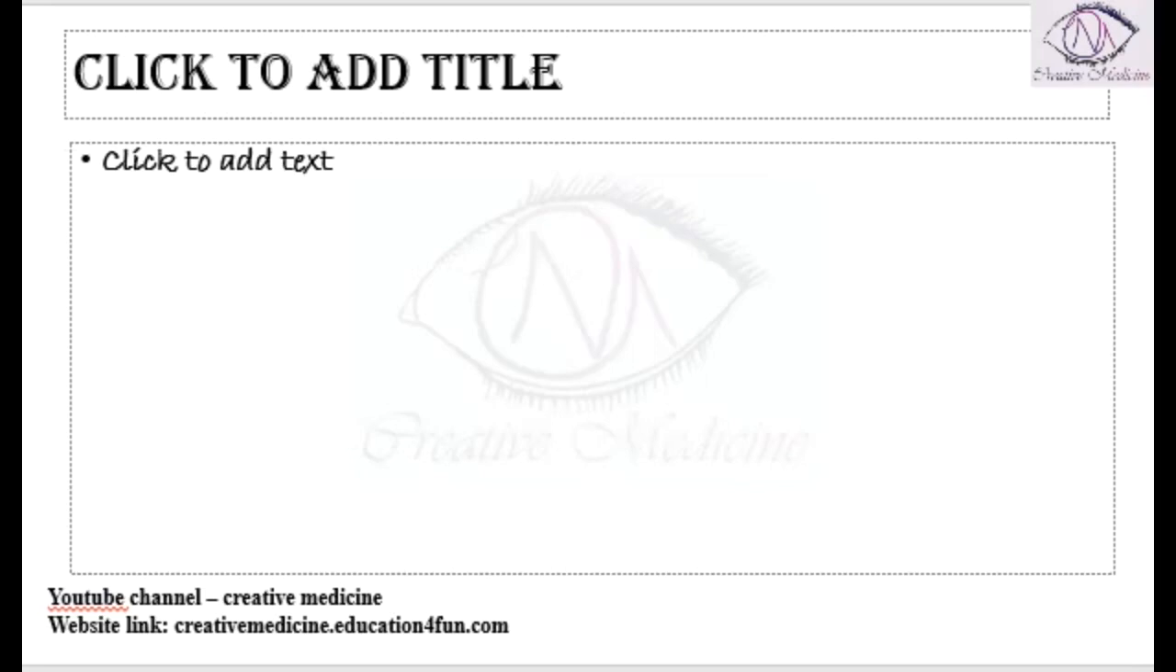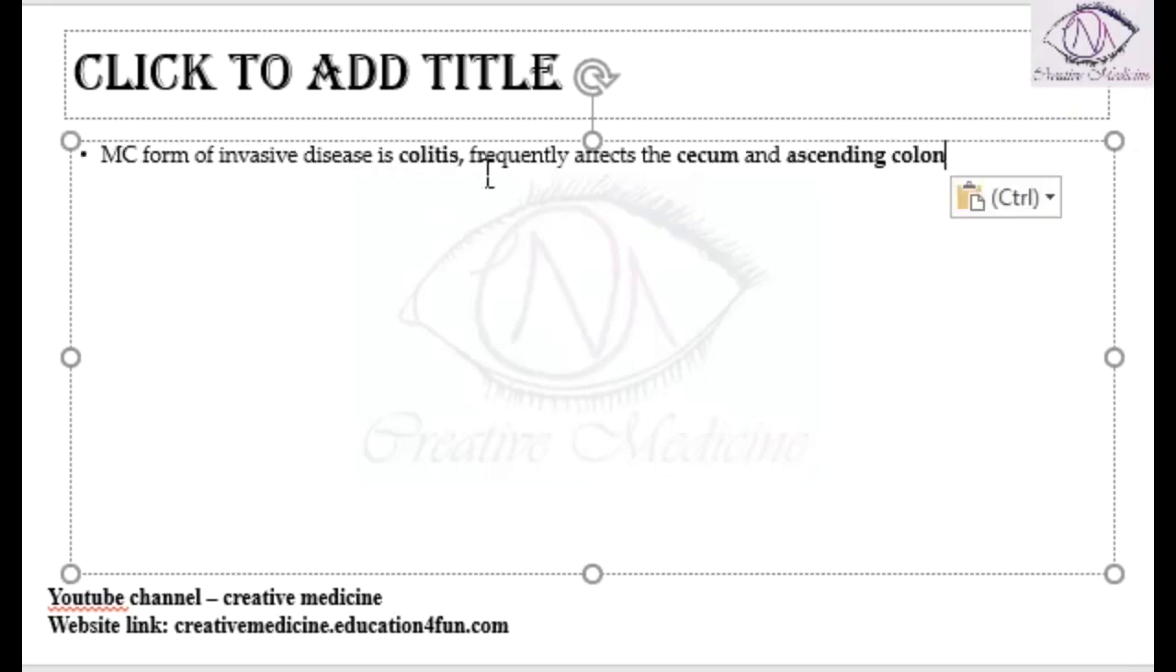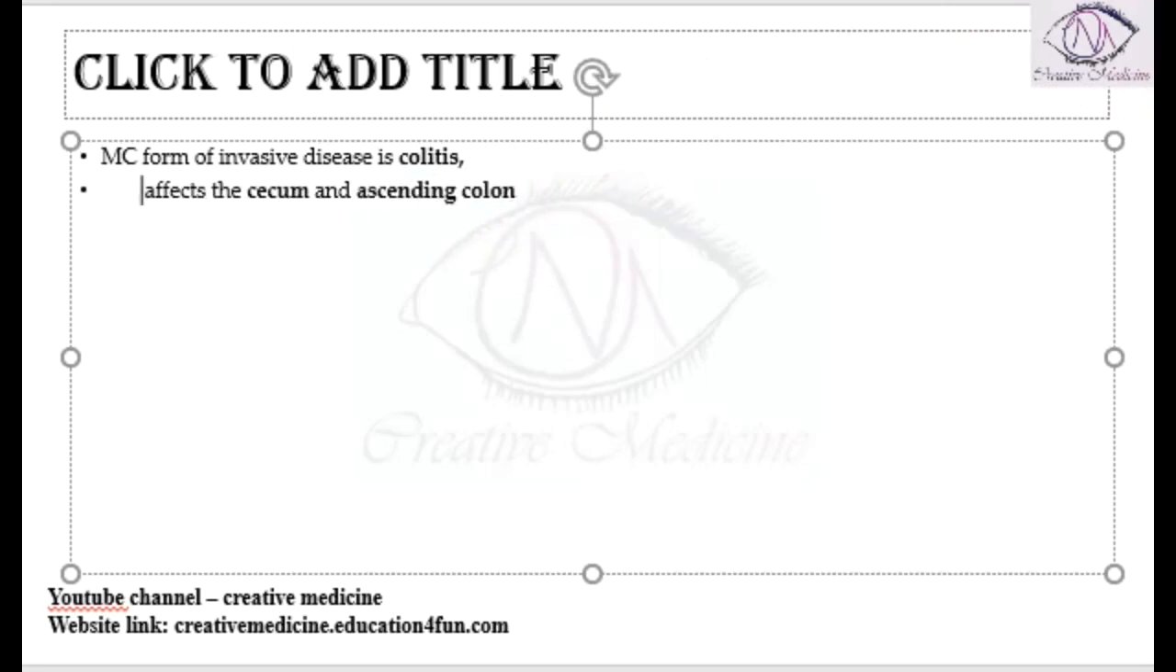Then pathogenesis. The most common form of invasive disease in amoebic liver abscess is by colitis. First, it affects the colon more frequently, followed by the cecum. Sorry, colitis is the complete colon, right? Even in the colon, it most commonly affects the cecum and the ascending colon.